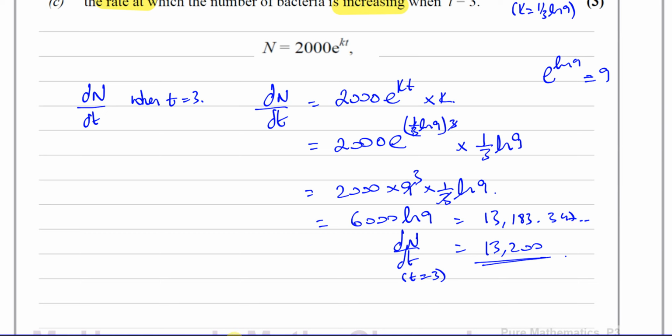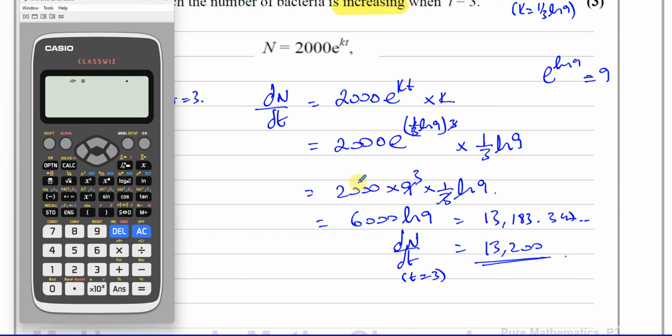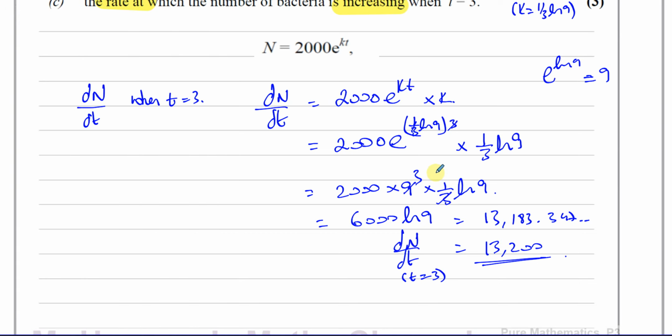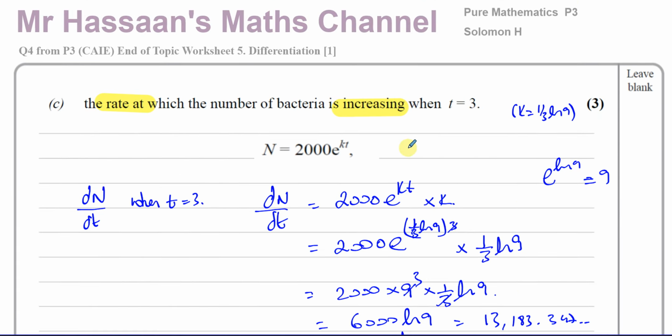Okay, let me just make sure I didn't make a silly mistake on the way. We can just put this in our calculator as it is from here. Just see 2000 times e to the power of ln 9. I know that's going to just become 9 anyway, but just to make sure, times a third ln 9. Yeah, it gives us the same thing. Okay, fine. All right, so that wraps up this question, question number 4 from the end of topic worksheet, and question number 5 from the Solomon H paper.